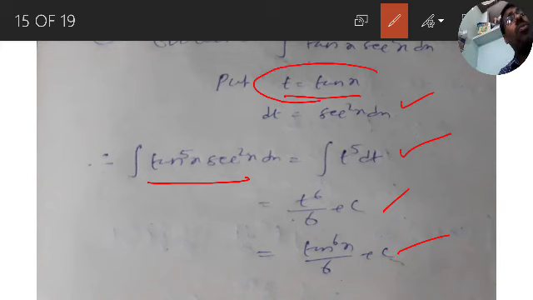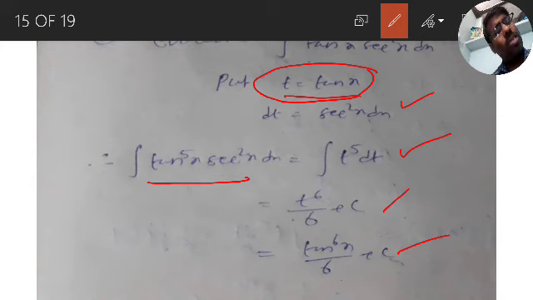So this substitution is important. That is a key point of the problem. Once you choose the substitution, the derivative, and substitute the t and dt values, that gives the answer. Very easy. Are you getting?